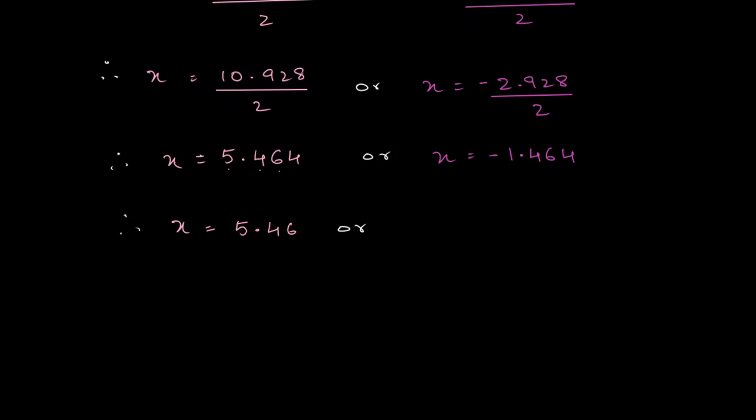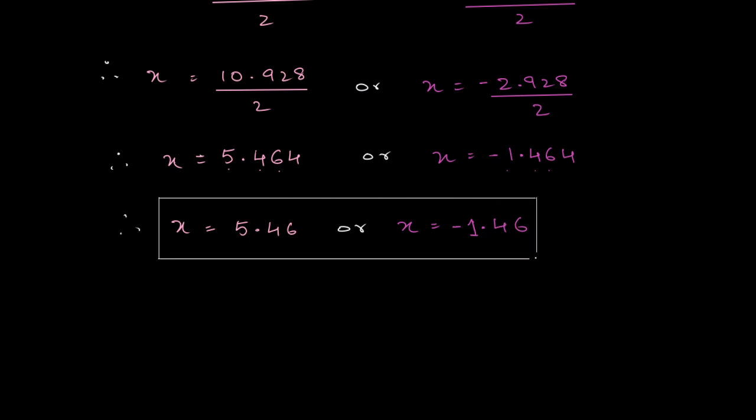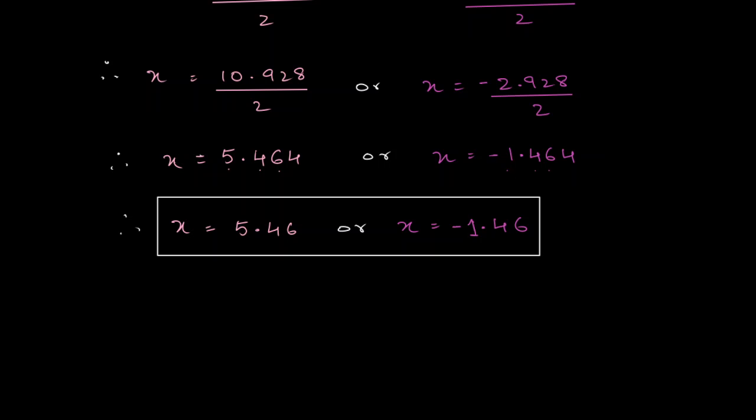And for the second case, x would be equal to, now the three significant figures here are again 1, 4, and 6. So minus 1.46. 1, 2, and 3 figures here as well. And this is my final answer. The value of x is 5.46 or minus 1.46. And this is my final answer up to three significant figures.